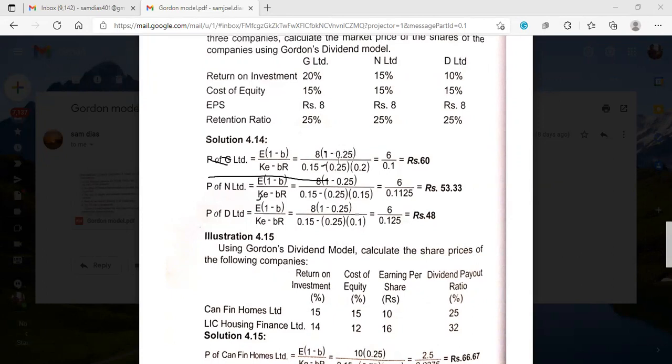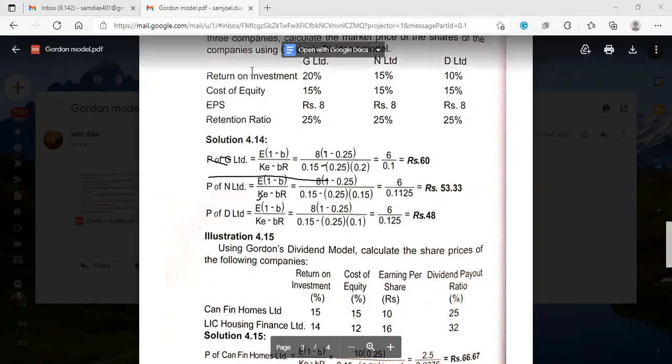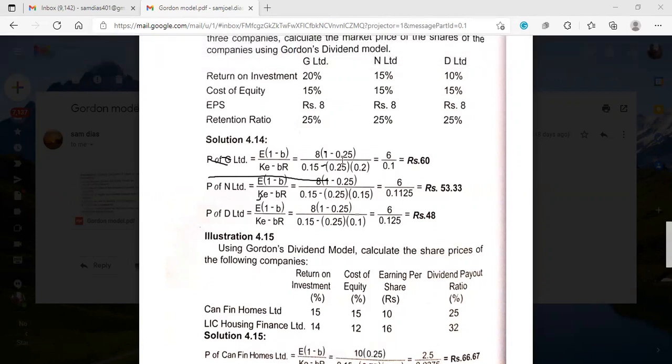Now in the numerator, kindly make changes. It is 0.75, not 0.25. In the denominator, it is 0.25. It's the retention ratio that we have to take, and it is the growth rate. And R stands for rate of return. Rate of return is given, return on investment 20%, 0.2. If we do all the calculations, of course, the figure will change. So kindly incorporate the changes.